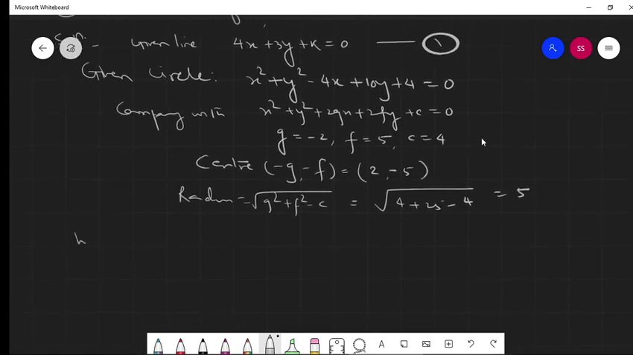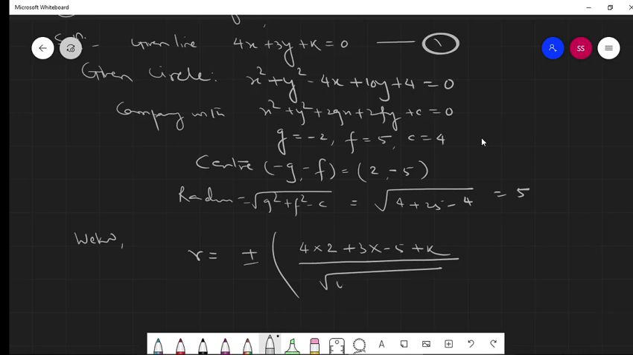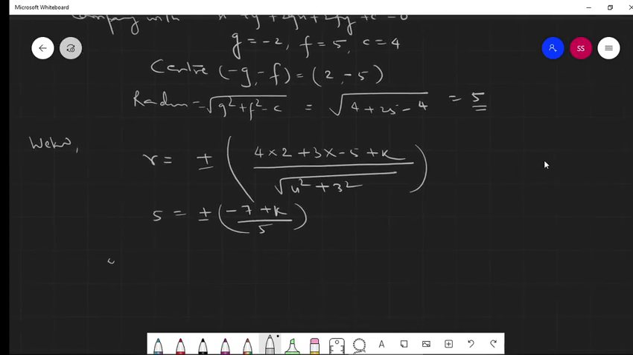Now we know r equal plus minus 4 times the center is 2 plus 3 times minus 5 plus k over root under 4 square plus 3 square. What is r? We obtained that it is 5. So 5 equal plus minus 8 minus 15 plus k by 5, 4 times 2 is 8, 3 times minus 5 is minus 15, 8 minus 15 is minus 7 plus k by 5. Then 5 times 5 is 25 equal plus minus minus 7 plus k.